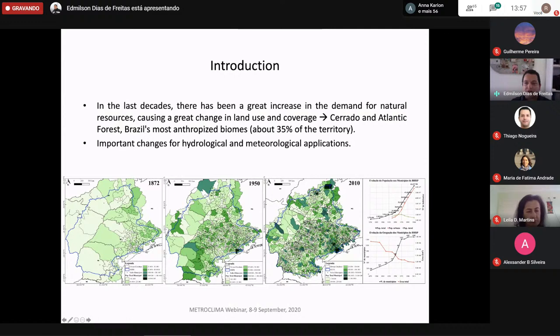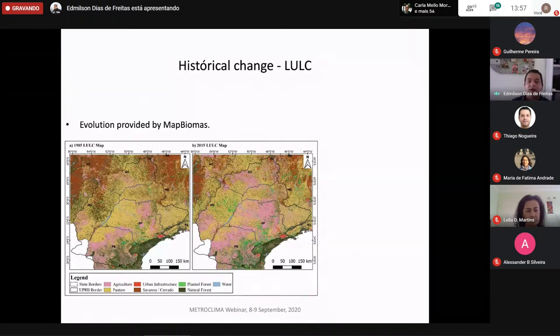About 35% of the territory was anthropized. So it's a lot. What Caroline did was to simulate how this land use and land cover changes over time. Here we can see the real map of the change based on MapBiomas, which is an available database, showing the difference between 1985 and 2015.